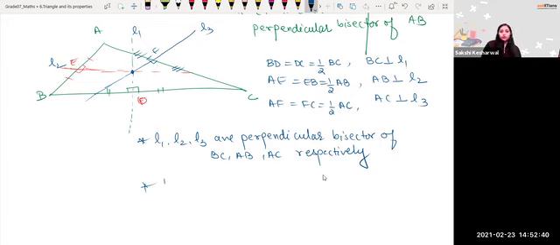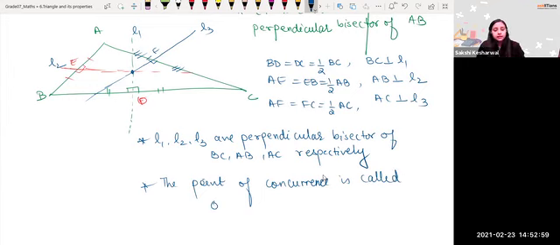So the point of concurrence, again, you will have a point of concurrence. We say that the point of concurrence, the point of intersection, is called the circumcenter. It's called circumcenter. Circumcenter, right? Again, you're going to say circumcenter, right?